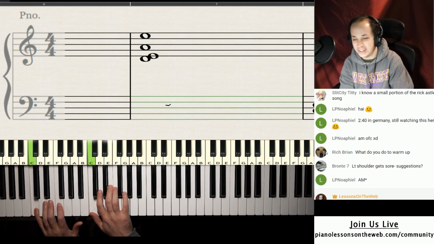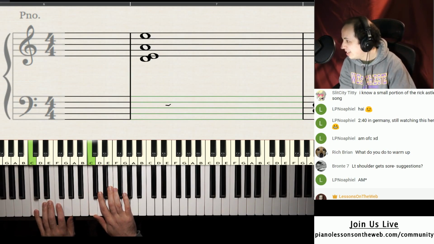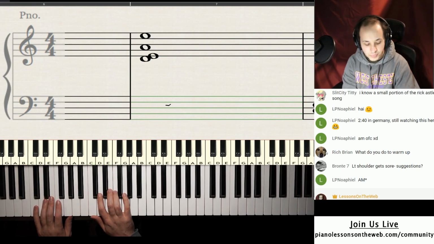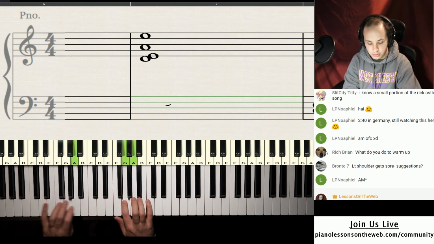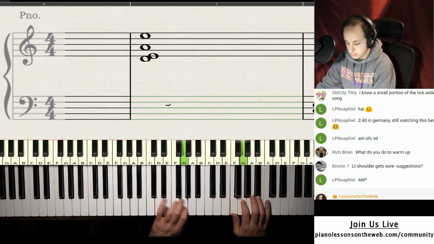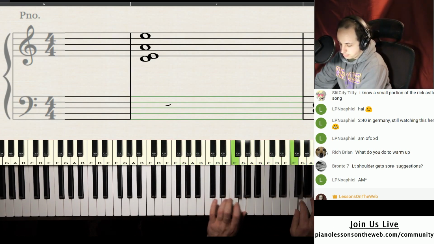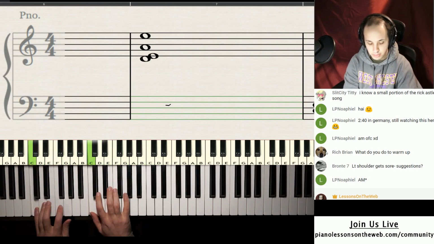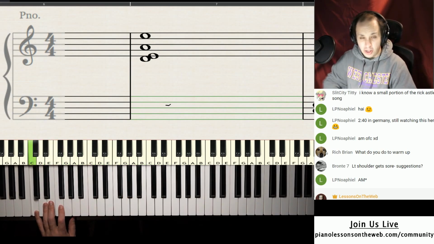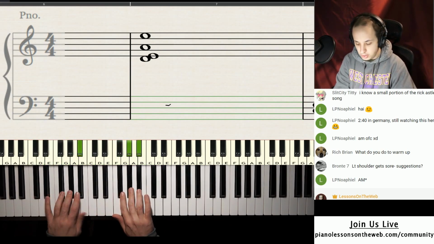Almost kept it together there towards the end. I had a little bit of trouble there at the end. And then what I'd do is I'd play 4 octaves in 16th notes. And then I'd play through all 12 major scales.